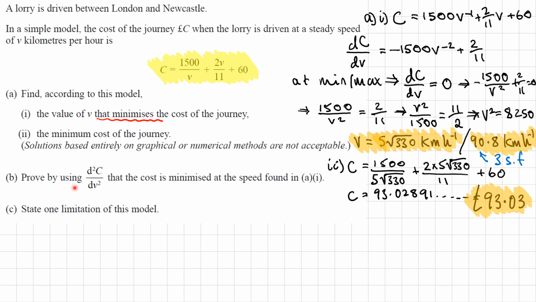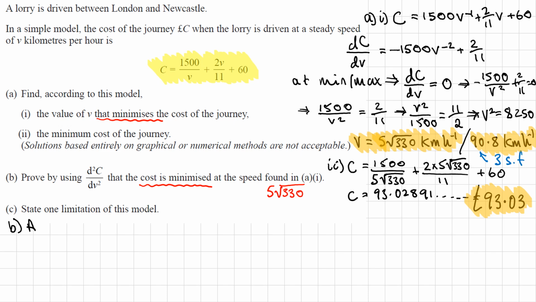Part B. Prove by using d squared C over dv squared, that's the second derivative, that the cost is minimized at the speed found in part A1. So we want to prove that it's minimized. The speed that we found in part A1 was 5 root 330, the exact speed. And at a minimum, we're expecting that d squared C over dv squared, the second derivative, is greater than 0. At a maximum, it will be less than 0.